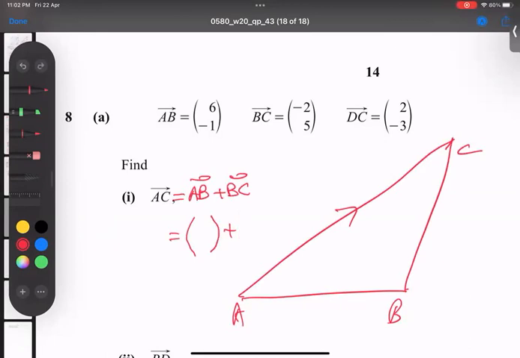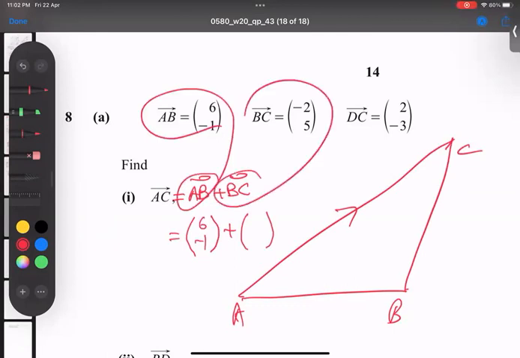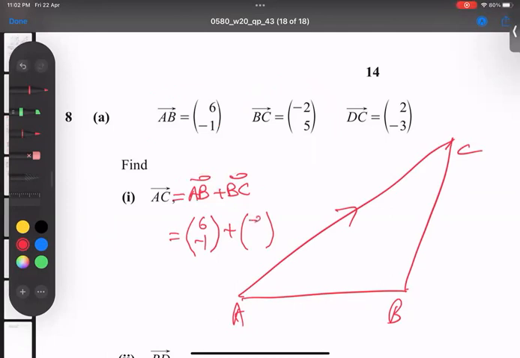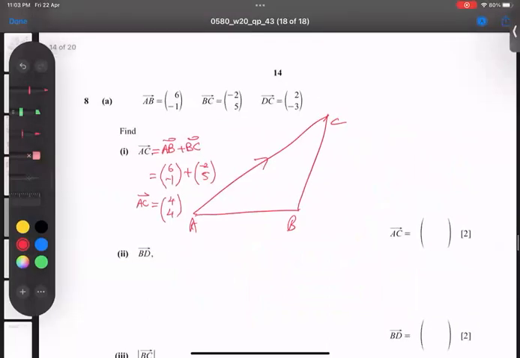Naturally, you can see AB is 6 minus 1 here available, BC here available, and that's it. I'm going to complete the question. So negative 2 and 5, if we solve further, 6 and this negative 2. So 6 minus 2 comes 4, and minus 1 plus 5 gives you 4 again. AC is the vector. Done. So you understood how I got this answer. So 4 and 4.